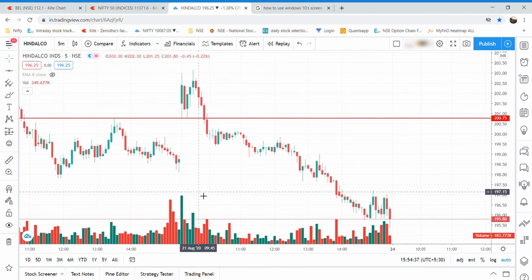Now let's take the next two bars, 9:45 and 9:50. We have two consecutive bearish bars, but again the volumes are decreasing and not increasing. So this doesn't suit us.